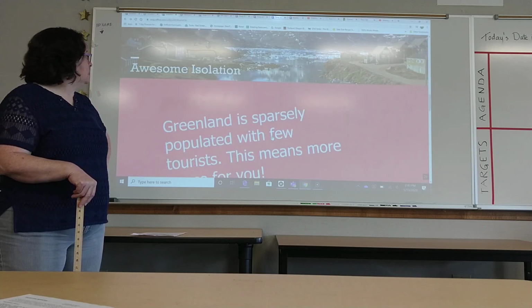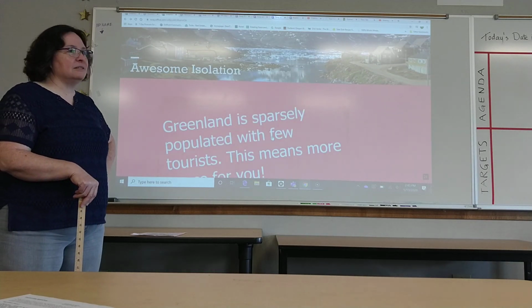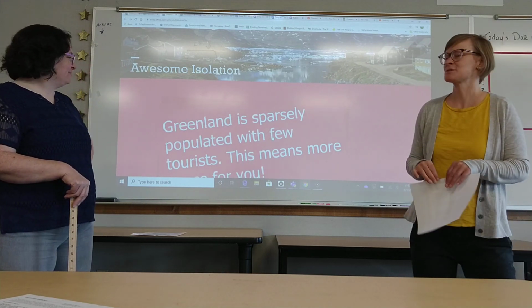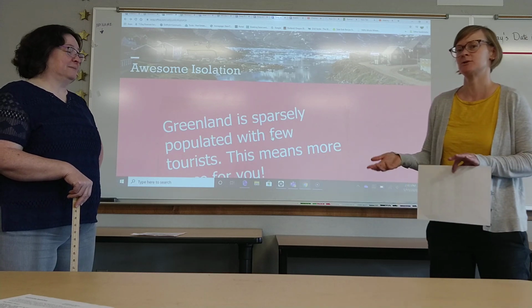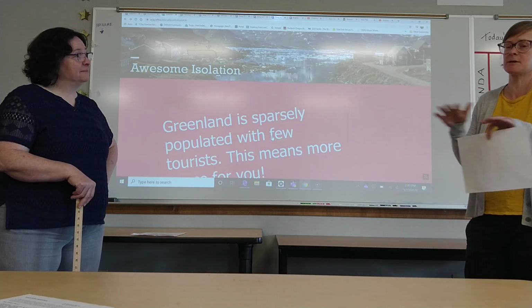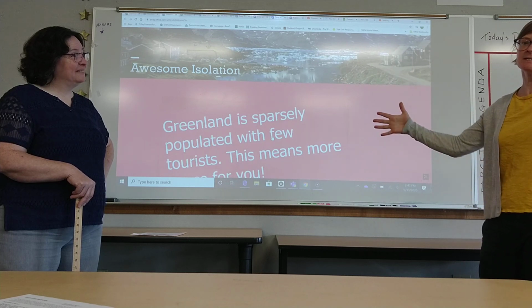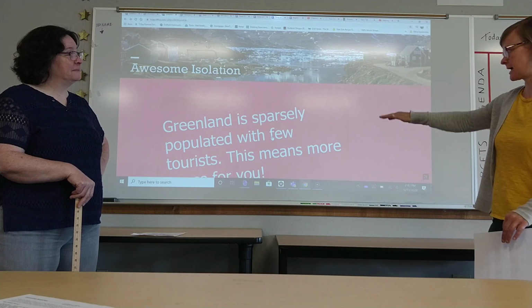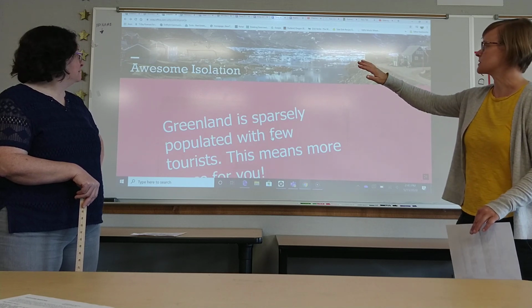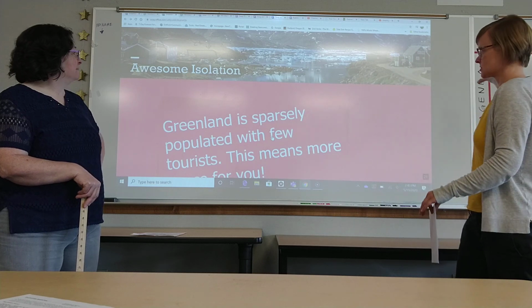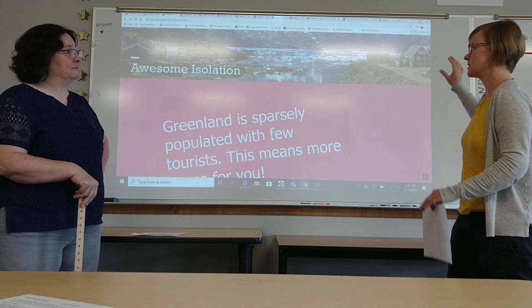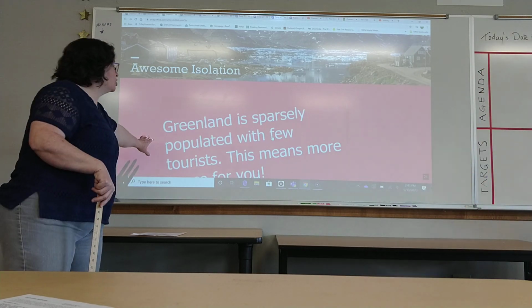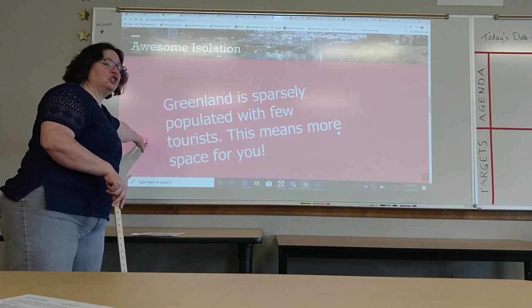Second reason Miss Peters wants to go to Greenland is because there is awesome isolation. Yes, so it appeals to me because there are not that many tourists there, and it's kind of sparsely populated, so it's a lot of space and very few people. So again, there's this color contrast with the text and the background. I chose a photo that goes across the top of the screen. You'll see this a lot in this presentation. So that creates movement from side to side. And then here's her assertion that Greenland is sparsely populated, and then she's going to give us some facts.